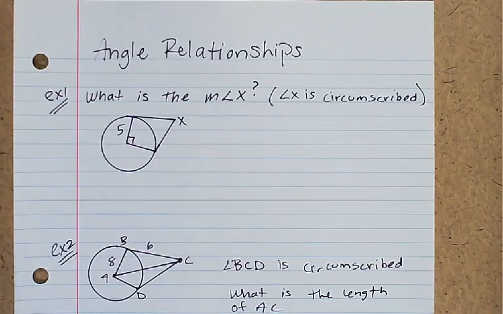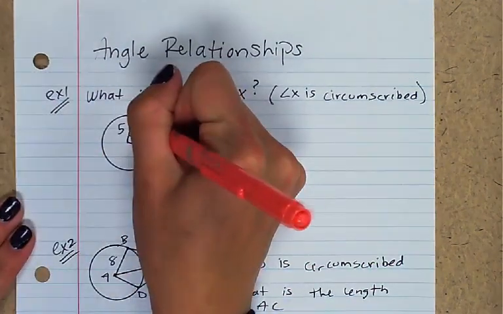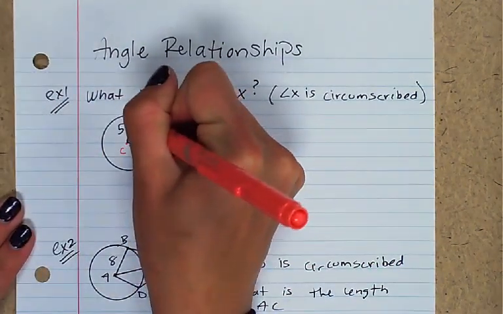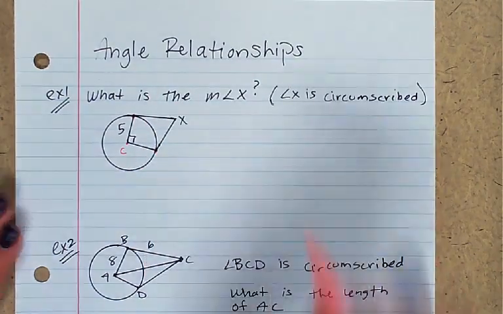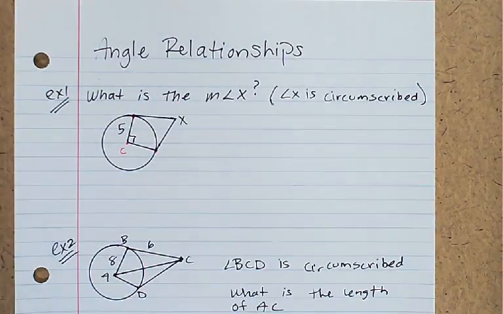This is a review of the Edgenuity lesson, angle relationships. So in this first example, it says, what's the measure of angle x? And then it tells us that angle x is circumscribed. So when you have a circumscribed angle connecting with a central angle here, intercepting the same arc, so that means just connecting their endpoints there.